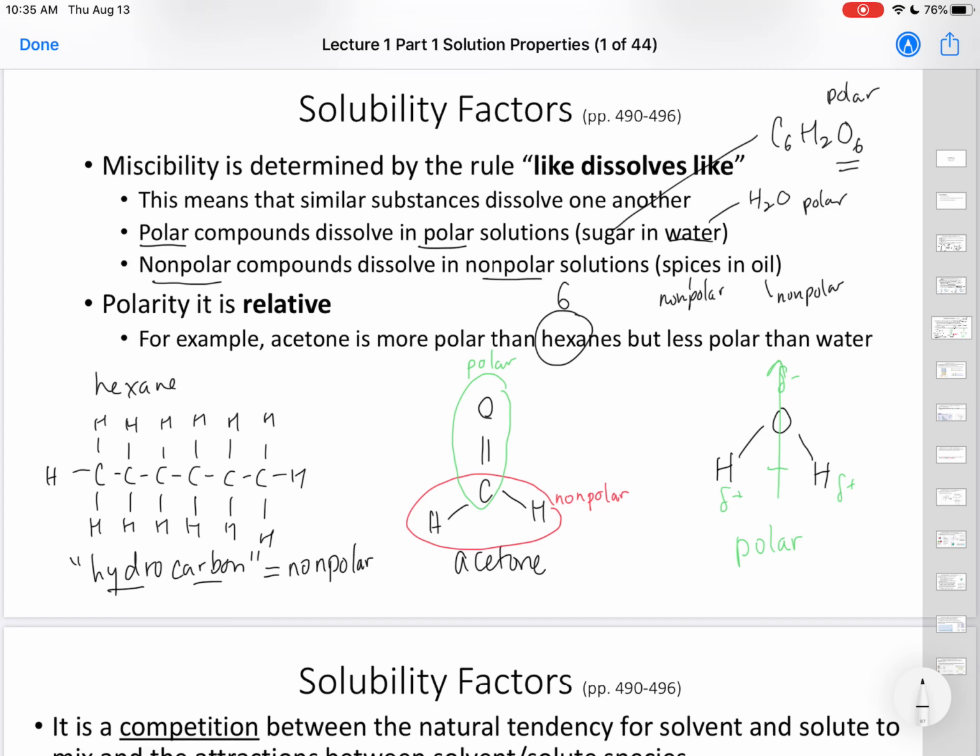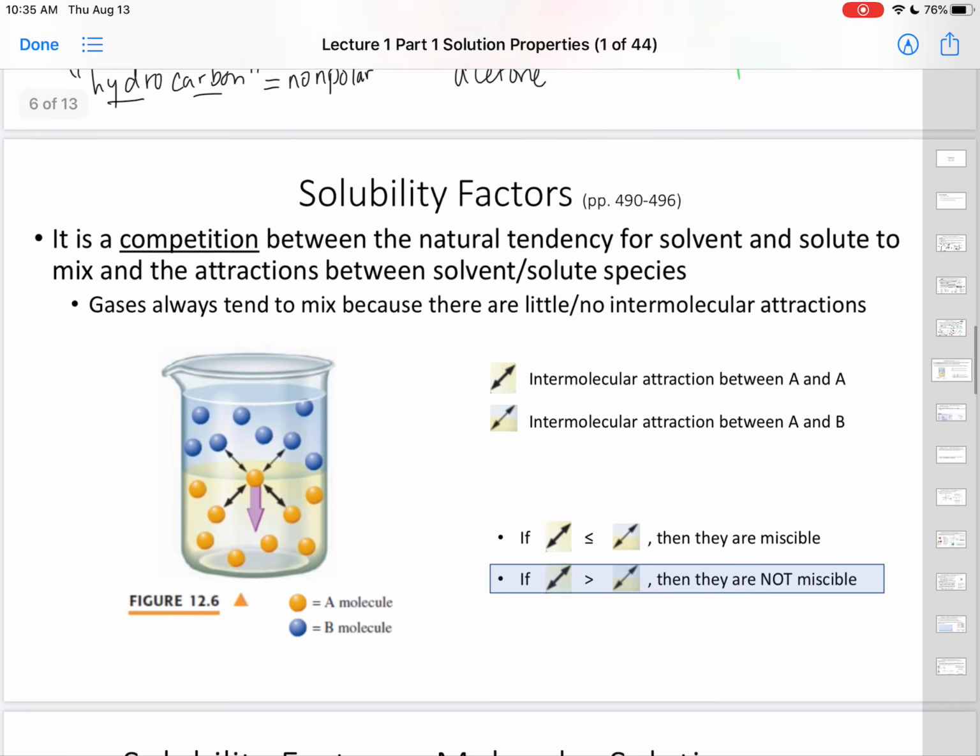So really, we say hexane is nonpolar, water is polar, acetone is a mix, right? It is nonpolar and it is polar. It is more polar than hexane, but it is less polar than water because of its hydrocarbon piece, the C and the H portion. So oftentimes we like to be able to put compounds in terms of increasing polarity or increasing nonpolarness depending on what we're looking at.